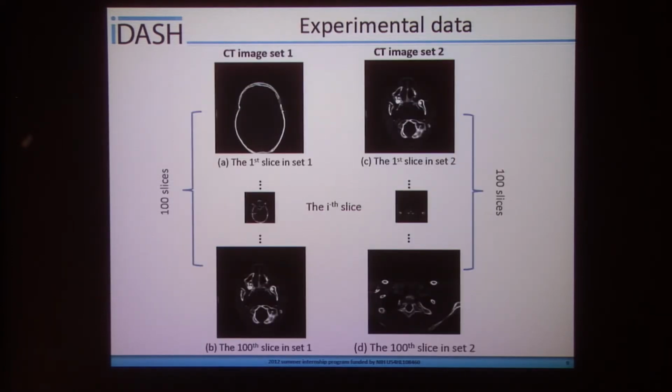Now, I will walk you through our experimental results. Our experiments are based on 2 different CT image sets with 100 slices in each set, for a total of 200 slices used. We can see that there are significant changes from the first to the last slice in each set, which offers diverse conditions for verifying the robustness of our proposed SUPERMICRO framework.